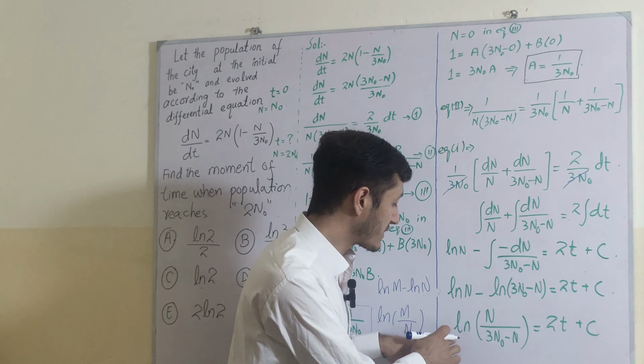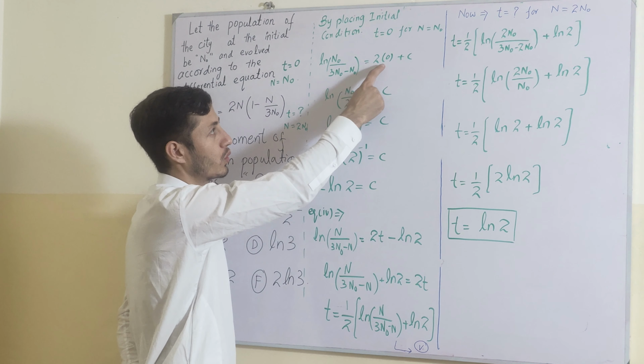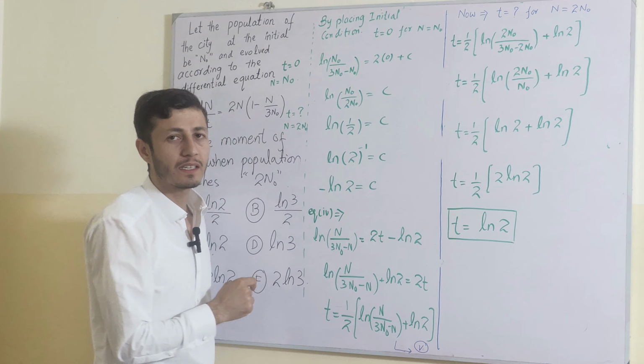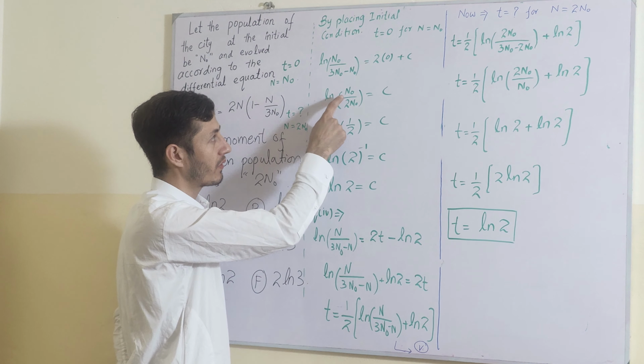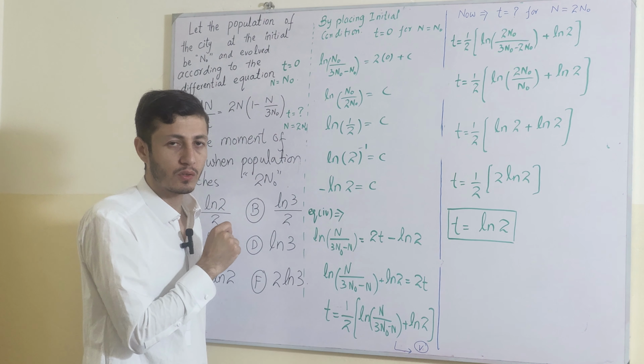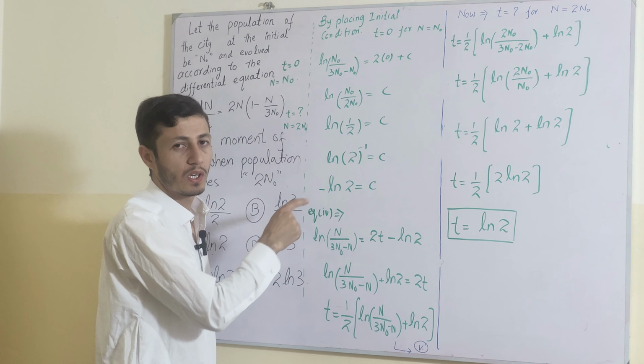By placing this condition in the equation, it gives us natural log of, in place of n we have to place n naught. So natural log of n naught divided by 3 times n naught minus n naught is equal to 2 times, for t equal to 0, 0 plus c, the constant of integration. So it becomes natural log of n naught divided by 2 times n naught. The n naught will be cancelled out. So it becomes natural log of 1 by 2 is equal to c.